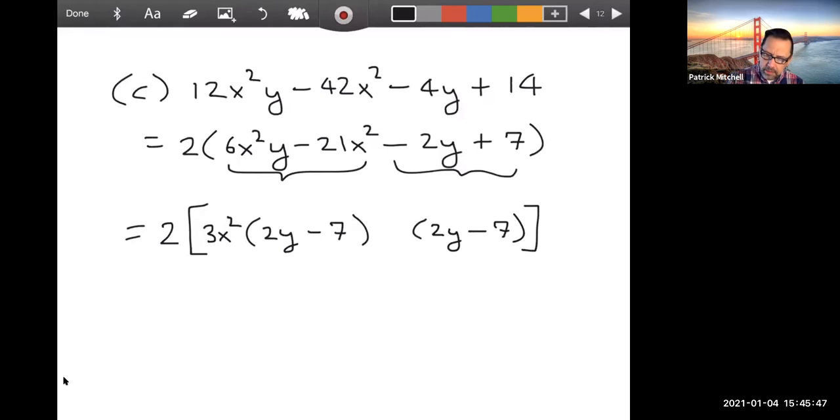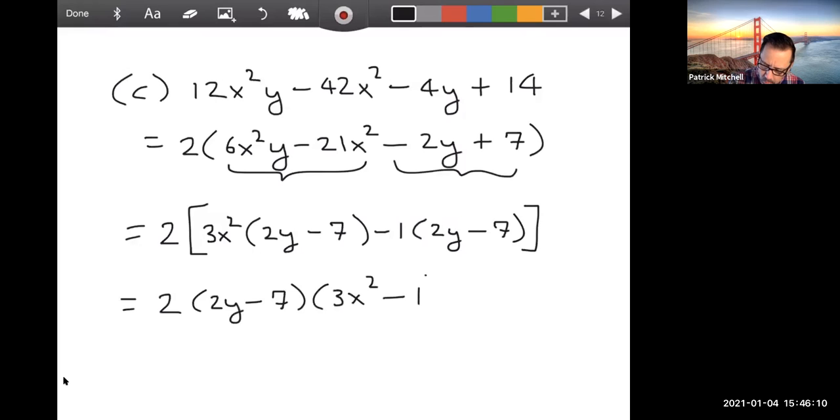Okay, I need to pull out a negative 1. All right, so hopefully that makes sense. Ignore the 2 for a second, just bring it along for the ride. All right, my common factor is 2y minus 7, and my other factor is 3x squared minus 1. If you wanted to check this one, which I would definitely encourage you to do, I just want to point out something. A lot of students make a mistake with this.